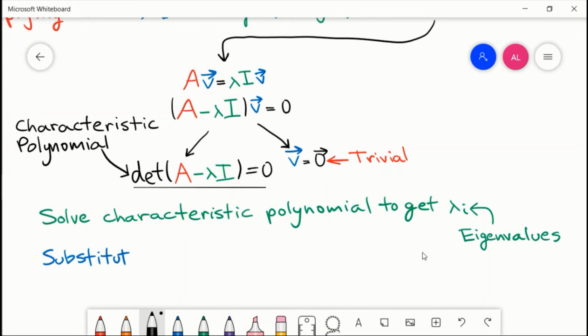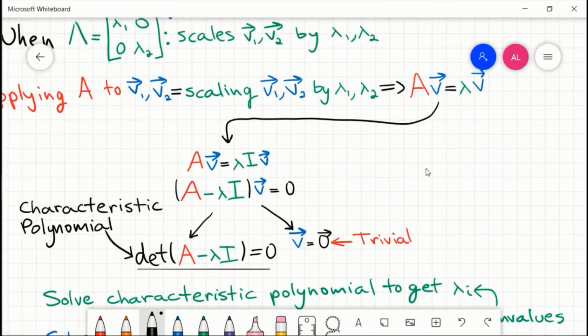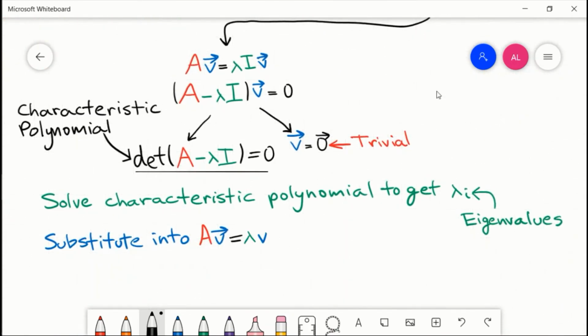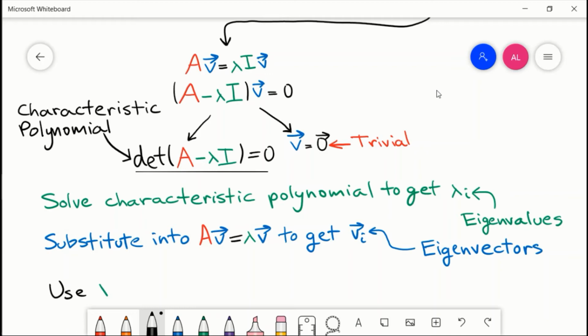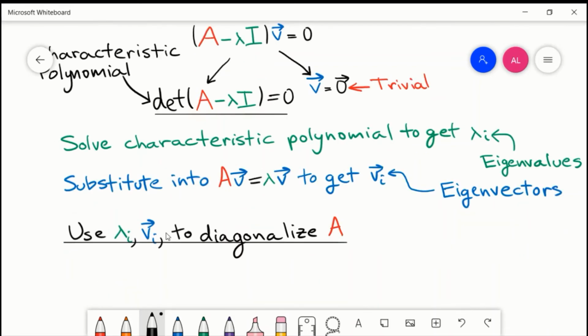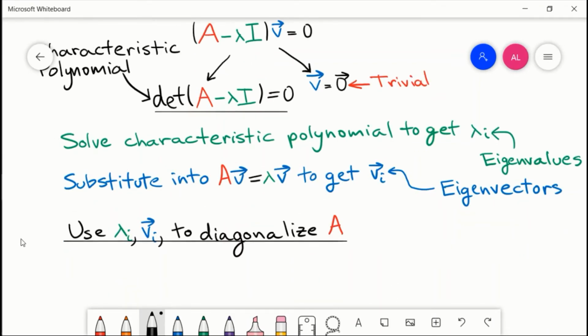And then we substitute these eigenvalues into the original equation, AV equals lambda V, just like this. And we get our eigenvectors. These are the V_i, all the new basis vectors. They're called eigenvectors. And then once we do that, we just use the lambdas and the V's to diagonalize A. So that was a brief recap of diagonalization.